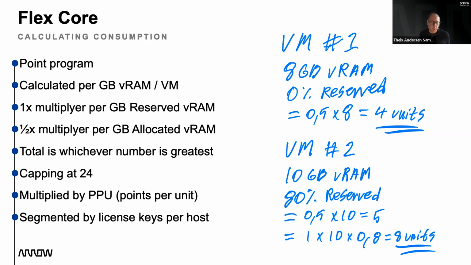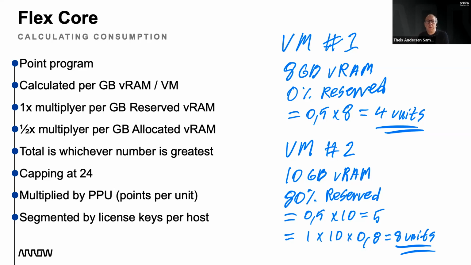We have virtual machine number one. It's provisioned with 8 gigs of vRAM. 0% of the vRAM is reserved, which does trigger the multiplier of 0.5, so half. Half of 8 is 4, so that would then result in 4 units. That number has to be multiplied with the points per unit for the Flex Core, so that would be 4 times 7, which will result in the total points consumed for this virtual machine, and again result in the monetary value.